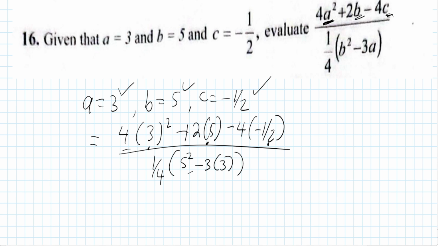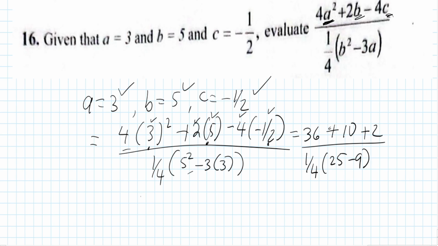Now 3 squared is basically 9. So 4 times 9 plus 2 times 5, which is 10, minus 4 times negative a half, which gives you plus 2, because negative times negative gives you positive. 4 times 9 is 36. What about the denominator? A quarter times 5 squared is 25, minus 3 times 3 is minus 9. So 36 plus 10 plus 2 is 48.